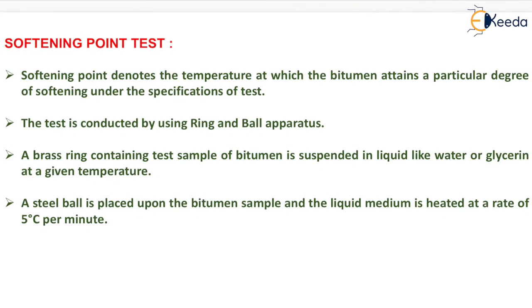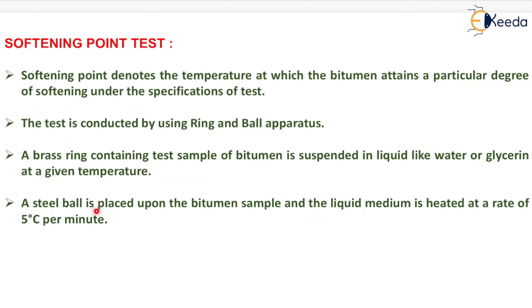Now the next test is the softening point test. Softening point denotes the temperature at which the bitumen attains a particular degree of softening under the specification of test. The test is conducted by using ring and ball apparatus. A brass ring containing test sample of bitumen is suspended in liquid like water or glycerin at a given temperature.